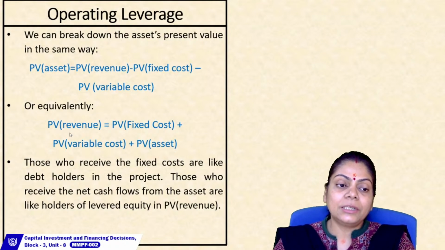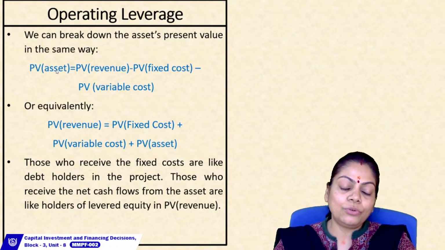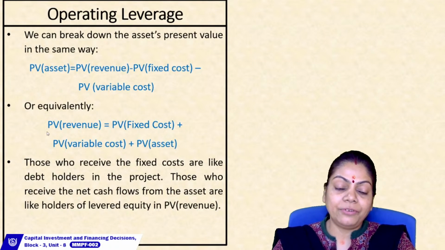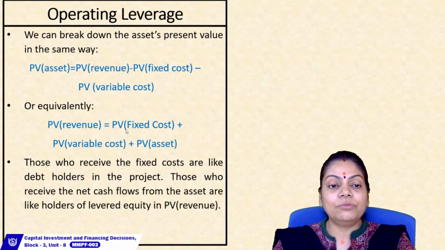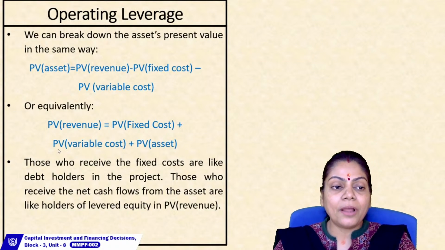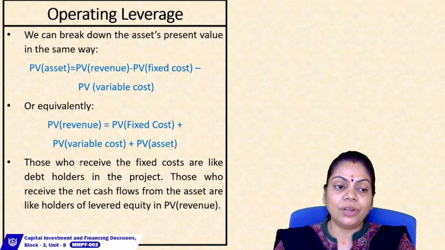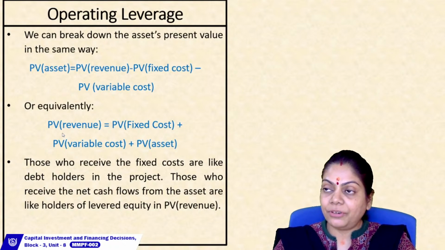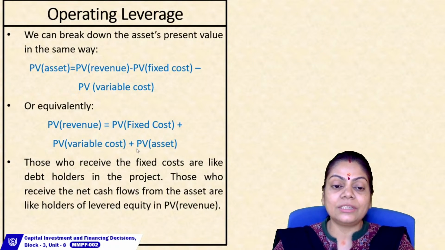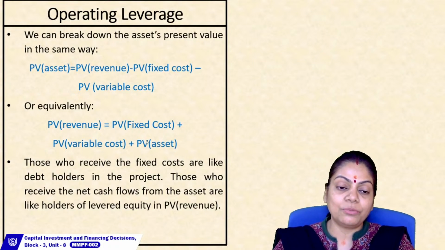Or what I can write is, I just change the side of revenue to the left-hand side and bring the asset to this side. So I have the present value of revenue equal to the present value of the fixed cost plus the present value of the variable cost plus the present value of the asset. Because I just changed the sides of the equation, the present value of my revenue is nothing but the present value of the fixed cost I'm incurring, plus the present value of the variable cost I'm incurring, plus the present value of the asset.